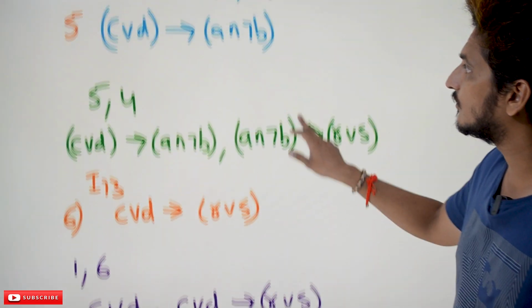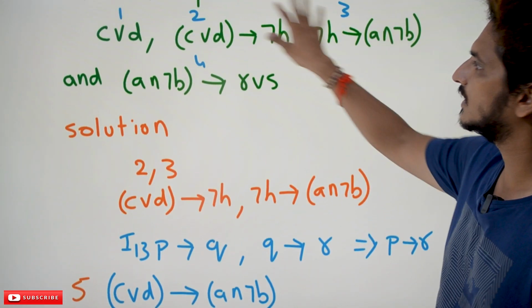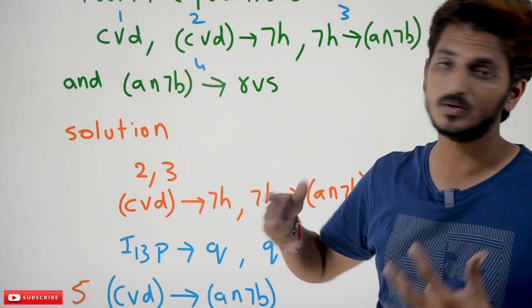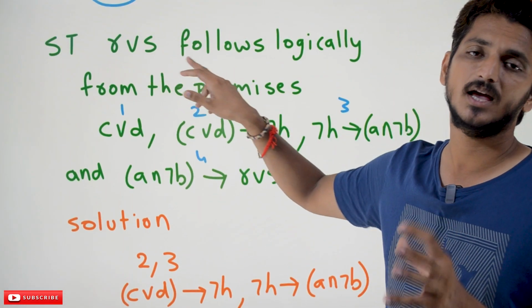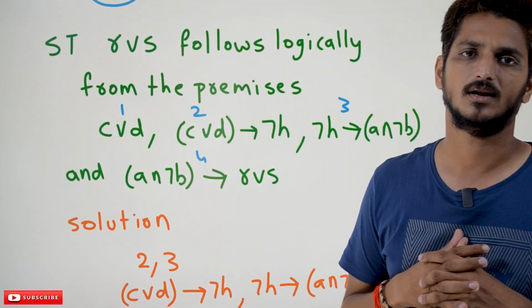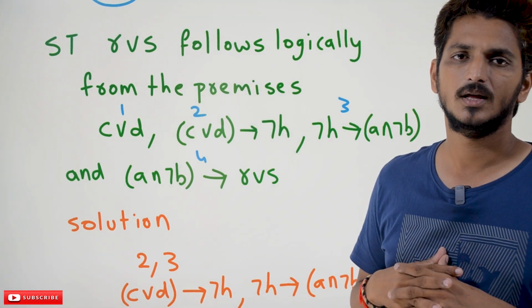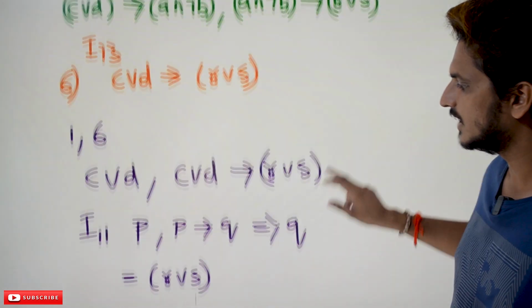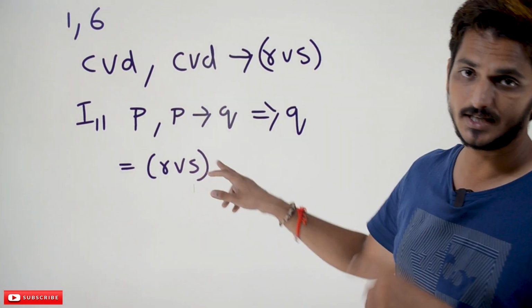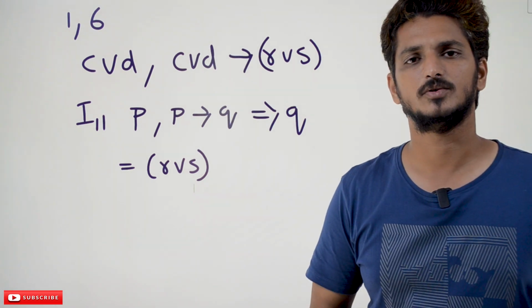So we needed to show from the given premises that R disjunction S is a valid formula, a valid proposition. This is what we needed to show from the inference formulas. So finally we concluded that R disjunction S is a valid proposition.